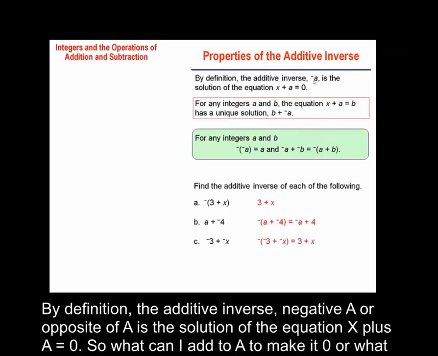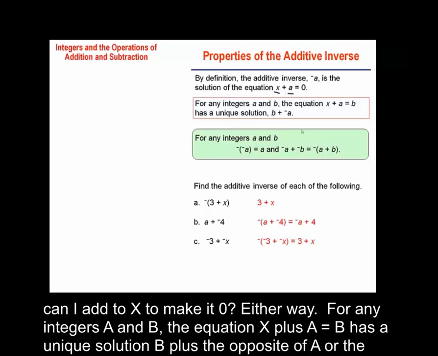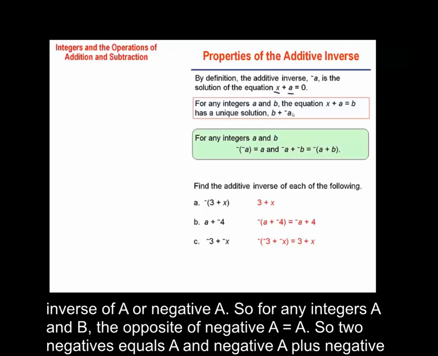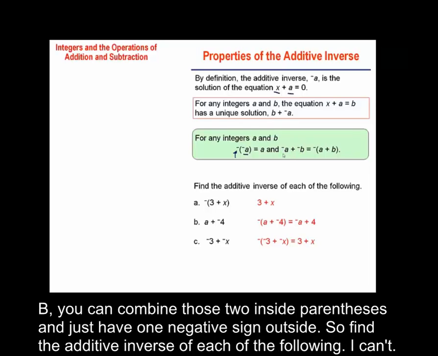By definition, the additive inverse, -a, or opposite of a, is the solution of the equation x plus a equals 0. So what can I add to a to make it 0, or what can I add to x to make it 0, whichever way. For any integers a and b, the equation x plus a equals b has a unique solution, b plus the opposite of a, or the inverse of a, or -a. So for any integers a and b, the opposite of -a equals a. So two negatives equals a, and -a plus -b, you can combine those two inside parentheses and just have the one negative sign outside.